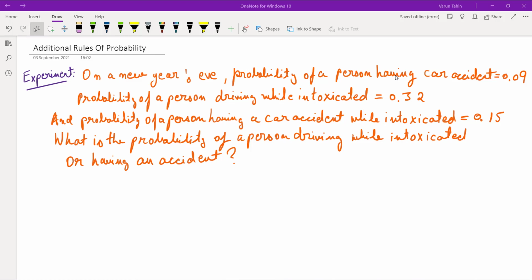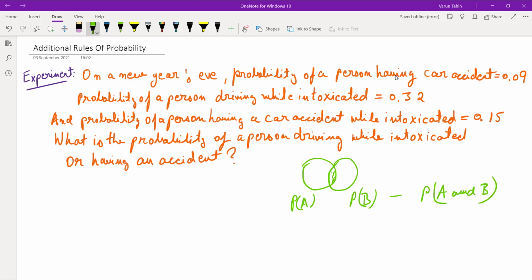So this experiment is the same as the previous one, okay, where we have the two circles and we have probability of A and probability of B, and this is calculated twice. So we'll subtract the probability of A and B, so that we have probability of A or B. Okay, so in this case, probability of A is person having a car accident, which is 0.09.